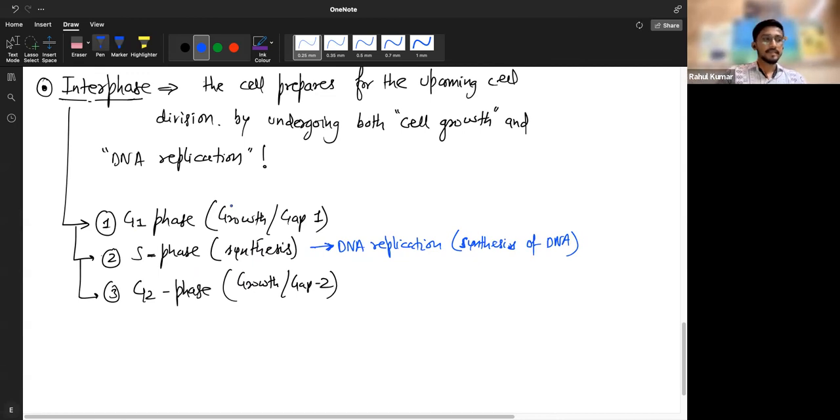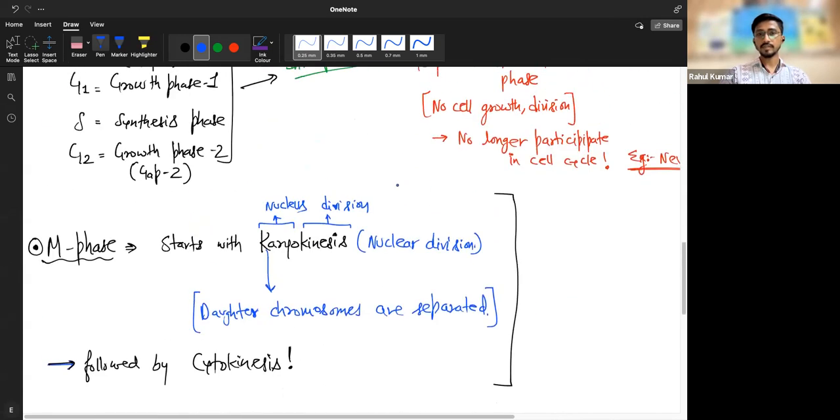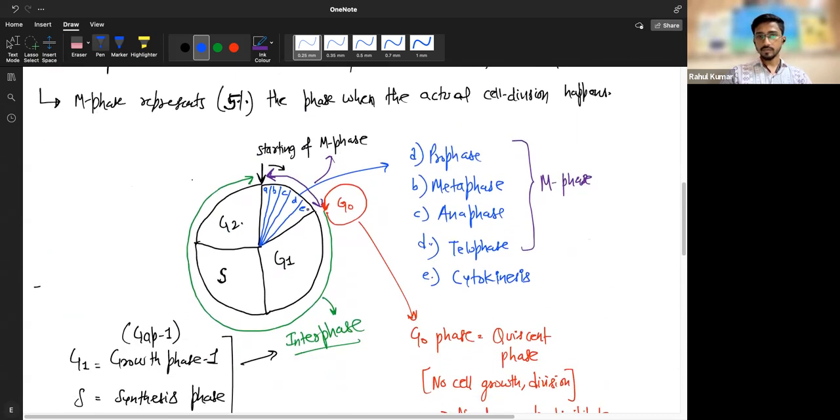G1 phase is the interval between mitosis and DNA replication. So before G1, if you look at this thing here, before G1, mitosis was happening, right? M phase was there. Yes or no? And after G1, there will be DNA synthesis. So G1 is between mitosis and DNA replication.